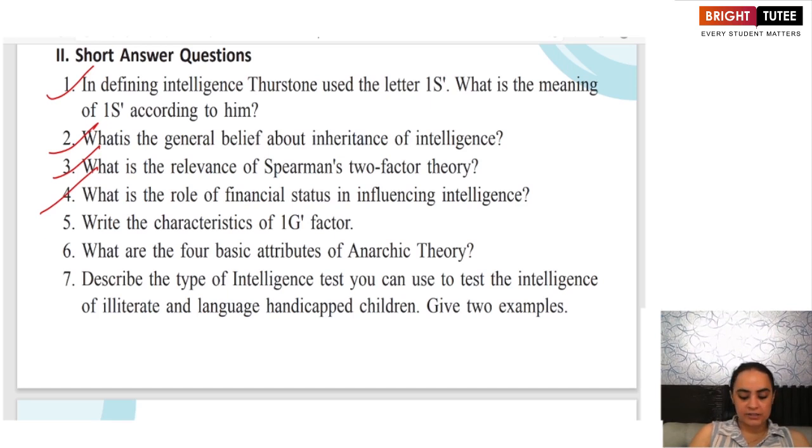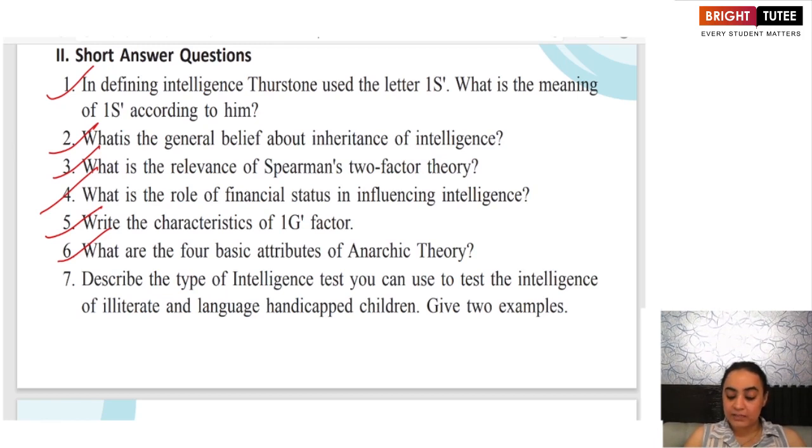Write the characteristics of G factor. There are 6 characteristics of G factor, which says that it is inborn, it is general mental ability, it is constant, differs from individual to individual, it is used in every activity of life, and greater the G factor, the bigger the success of a person. What are the 4 attributes of the anarchic theory? Level, range, area, and speed.